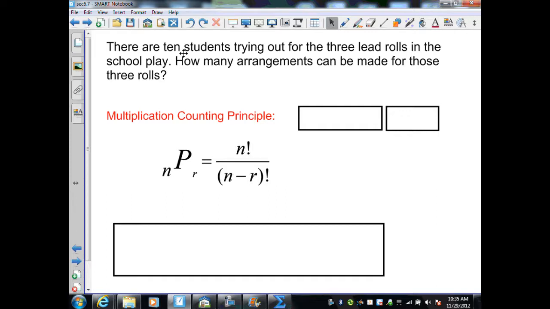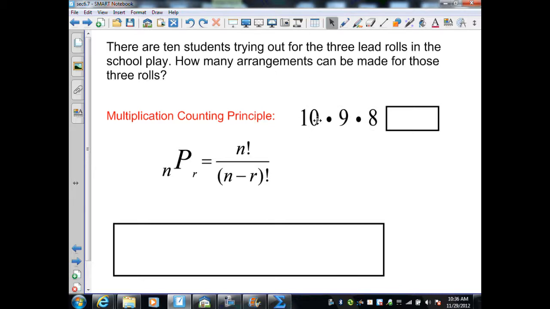Here I have 10 students trying out for the 3 lead roles in the school play. How many arrangements can be made for those 3 roles using those 10 students? We have to adjust the multiplication counting principle from our previous examples because we aren't using all 10 students to fill in 10 roles. All we have are 10 students for 3 roles. So we use our multiplication counting principle this way.